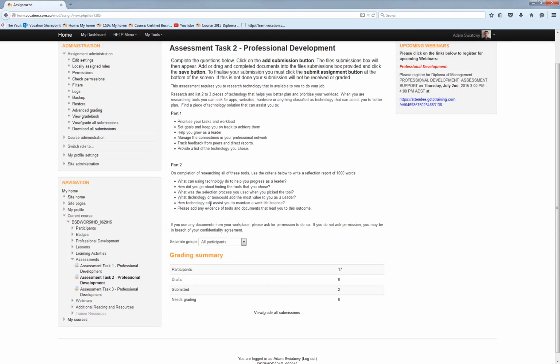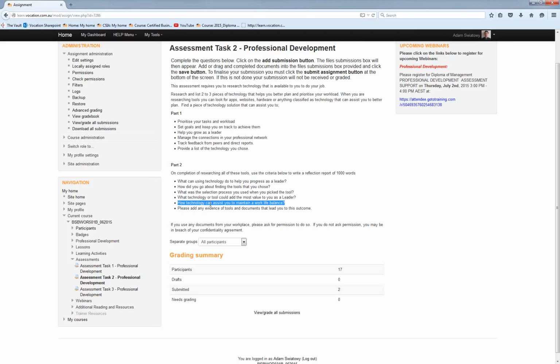And the last question for this one is how the technology can actually assist you to maintain a work-life balance. So talk about what a work-life balance means for you, and make the link between the technology that you've listed, the technology that you've talked about, and how that actually can assist you in maintaining or even just getting a work-life balance to begin with. So you might just be talking a little bit about what work-life balance is for you. You might be talking about some of the technology that you picked. Make that link between how that technology can actually help you to achieve that.